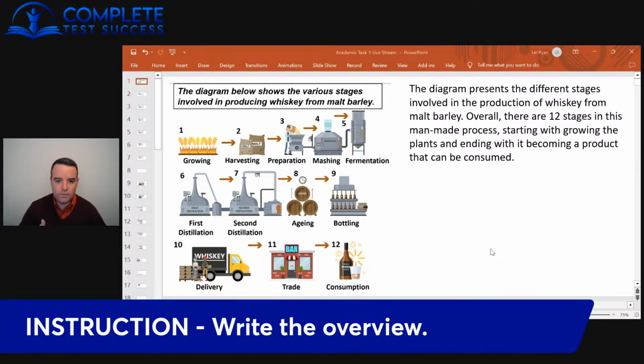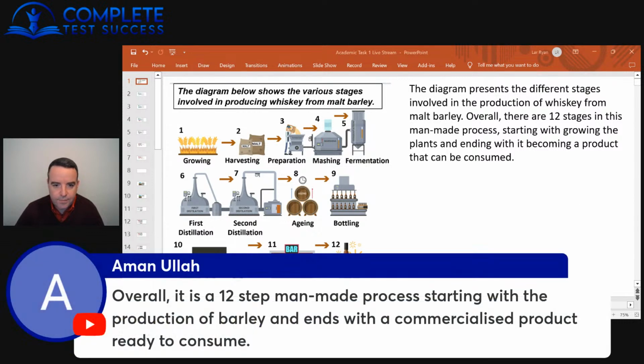I did want to include the extra man-made part from Amin's writing, because I think it's good just to have, if you can add a bit more, that's always a good idea. We don't want to go too long. We don't want to write 40, 50, 60 words, but the more descriptive you can be, the more certain you are that you're going to be getting the highest possible score.